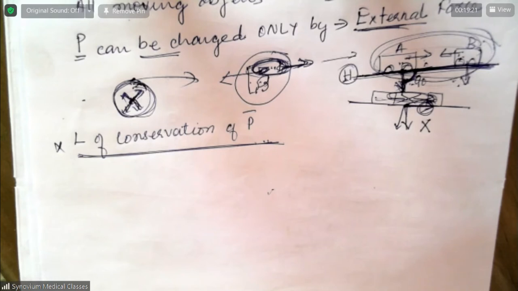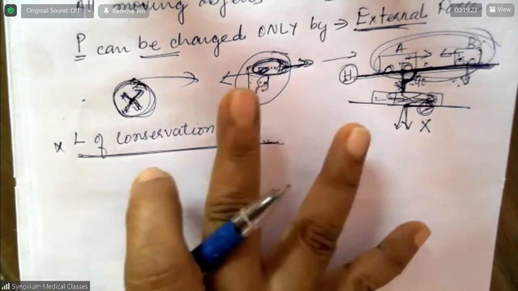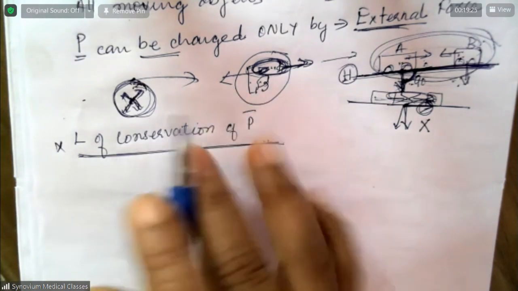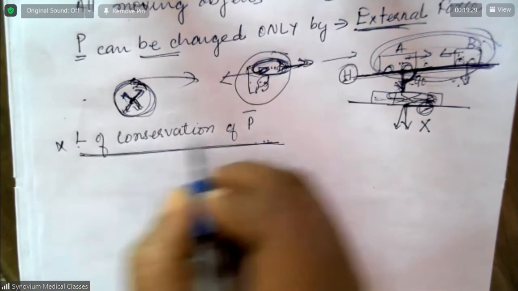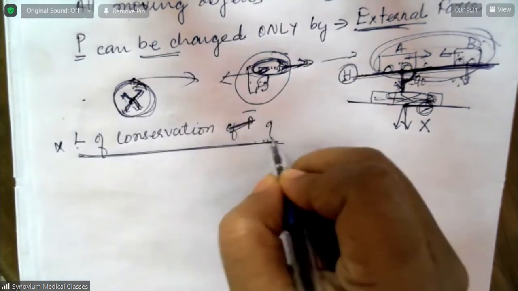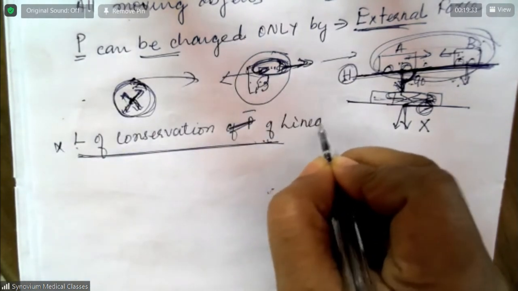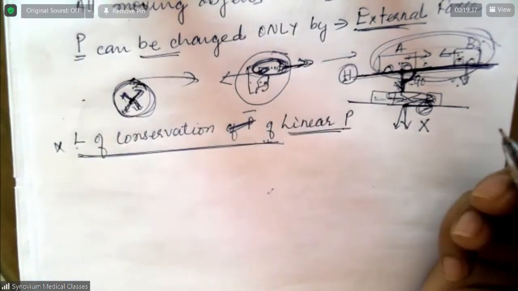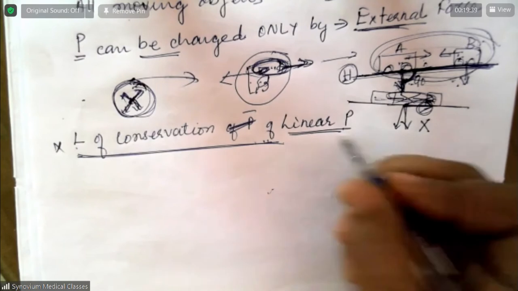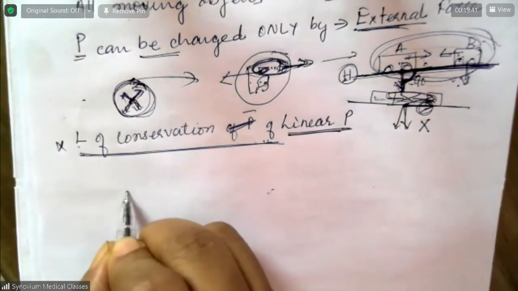So this is conservation of momentum, and again remember one more thing. This is a law of conservation of linear momentum. What does this mean? Linear momentum. 1D collision. In one direction only, this momentum is conserved.